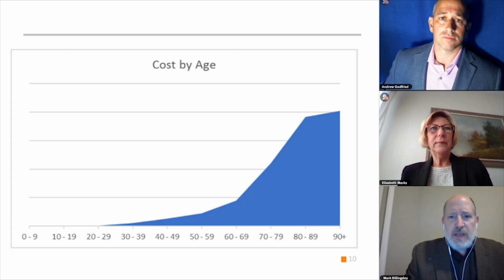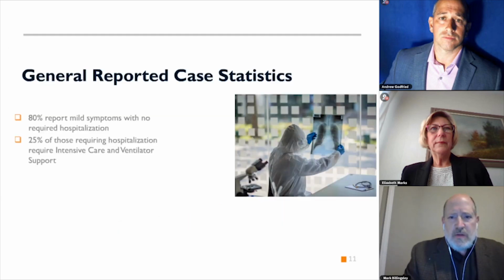Combining these two, you can see the dramatic cost difference for a population by age when you combine both the incidence rates by age and the severity of the care. So age is clearly a very significant impact for this pandemic.